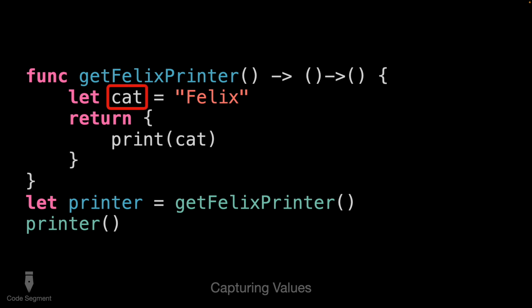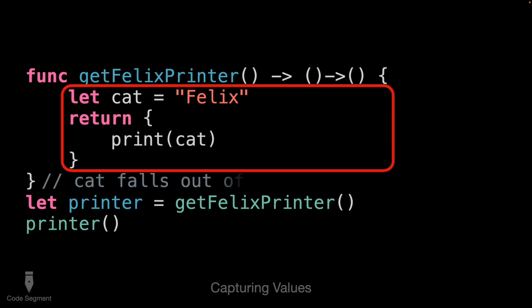Within our function getFelixPrinter, we have this cat constant. The cat is a string whose contents are Felix. This cat constant falls out of scope once we get outside of this red box. Once we reach this final bracket here, cat falls out of scope. It is released from memory. No one needs it anymore.